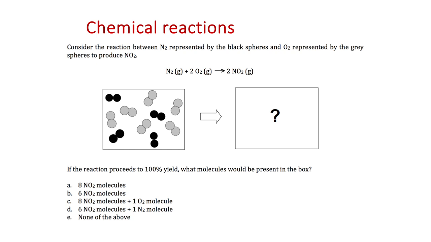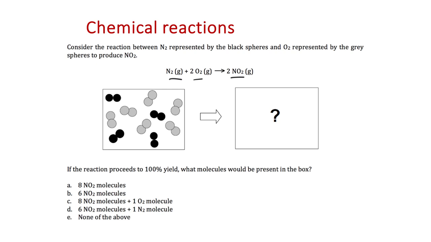Particle diagrams, like this reaction here, are nice because we can actually just sketch out what's going on with pen and paper. The reaction here is showing us that we have nitrogen represented by the black spheres, oxygen represented by the gray spheres, reacting according to this reaction. So we have N2 plus 2 O2 go to 2 NO2s.